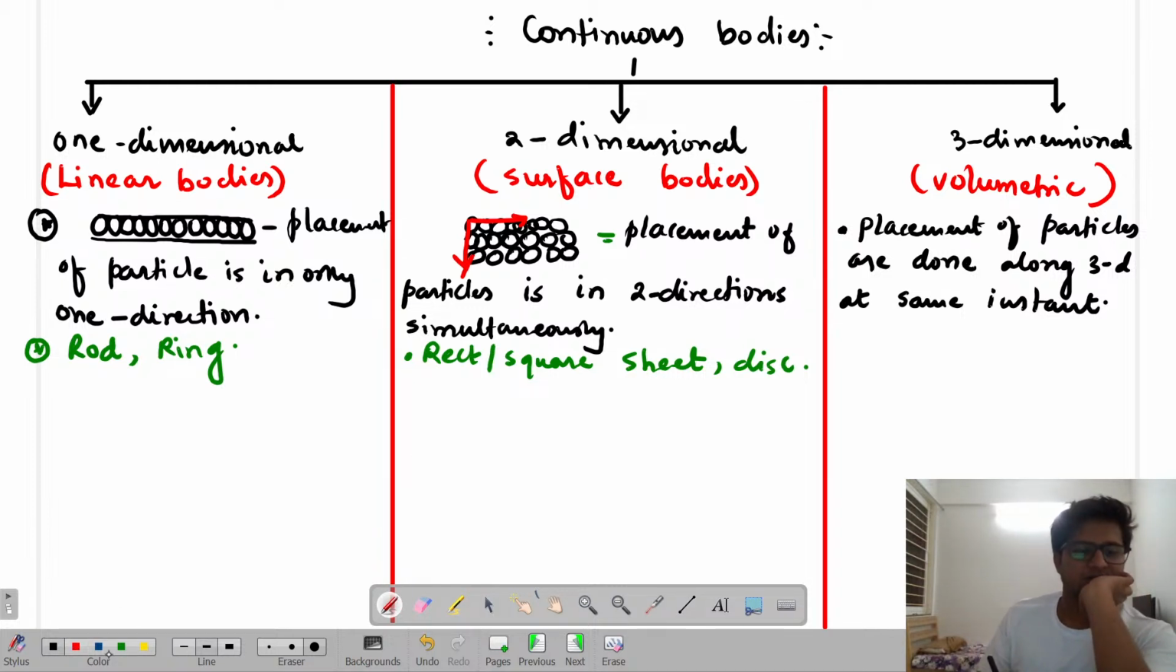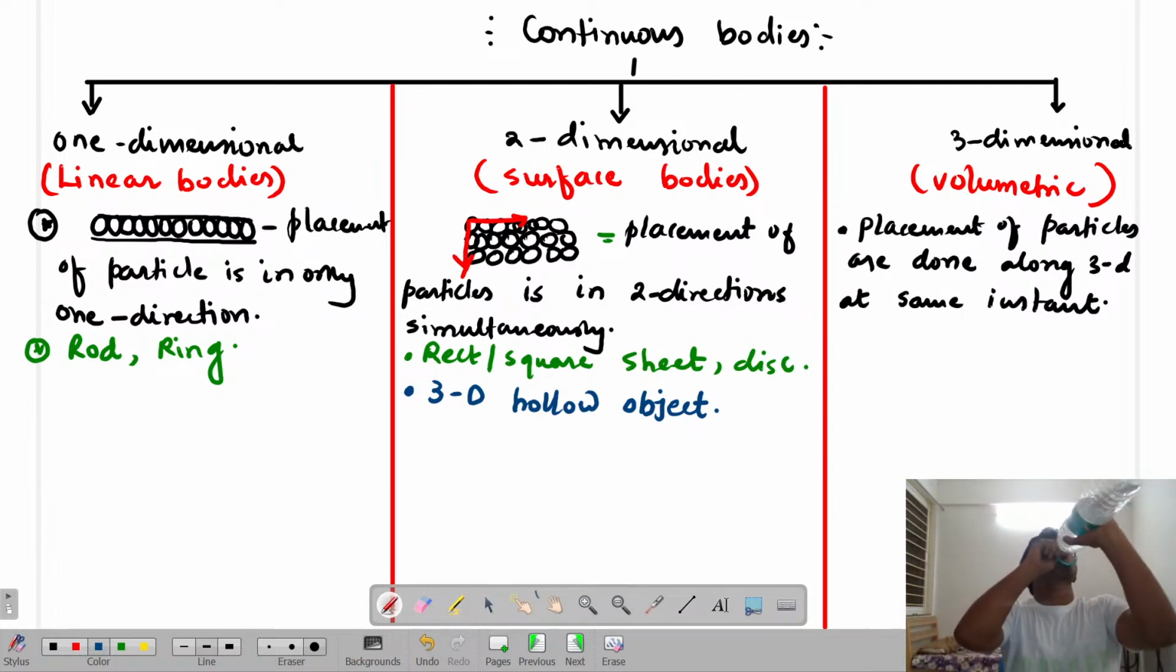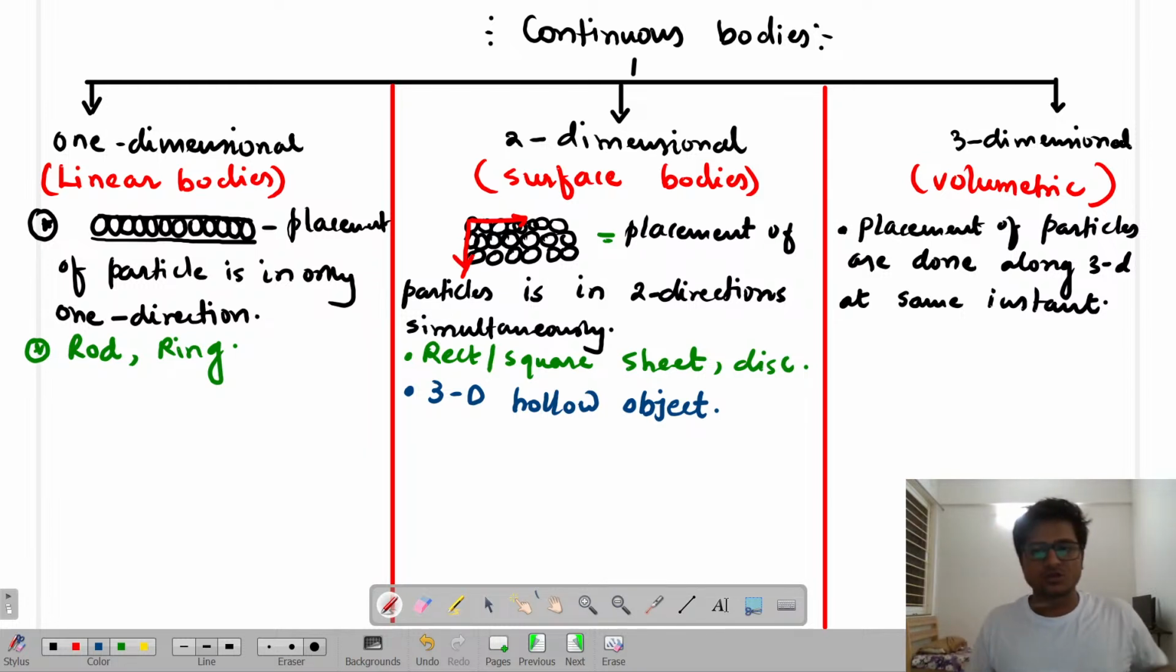Basically, all those 3D hollow objects are examples of 2D materials. They are not examples of 3D materials. Are you able to get me or not? Many people think that 3D hollow objects will be considered under three-dimensional bodies, but they are not. They are basically two-dimensional bodies. And for volumetric, we have only one example: 3D solid objects.